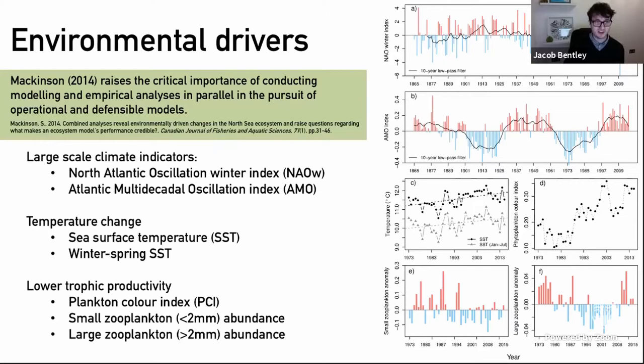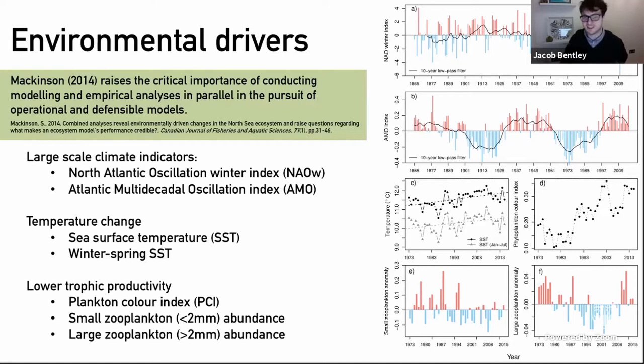He published this really cool paper in 2014 where he raised the importance of conducting modeling and empirical analysis in parallel. So looking at all the trends you have available for the region and identifying potential interactions and drivers of the ecosystem before estimating these anomalies, so you can understand what's driving the system, and integrate it a lot more mechanistically and systematically rather than through a fitting process.